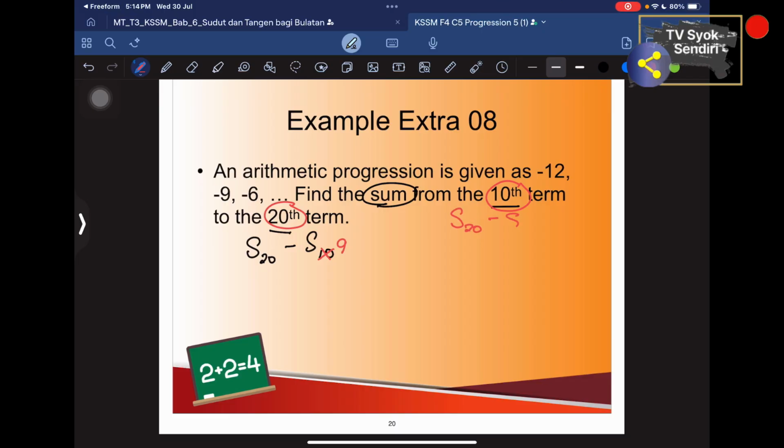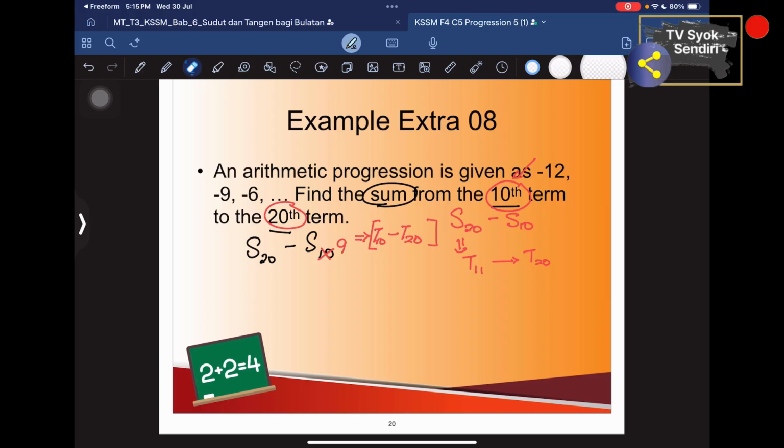Okay, so now I'm writing it down. If you use S20 minus S10, what you have is from T11 until T20. So this is the part that you managed to calculate. But is this what the question wants? No. The question wants from the 10th term, so we need to find it from T10 until T20. If you use S20 minus S9, it will give you the shortcut from T10 until T20. So this is the difference between them.